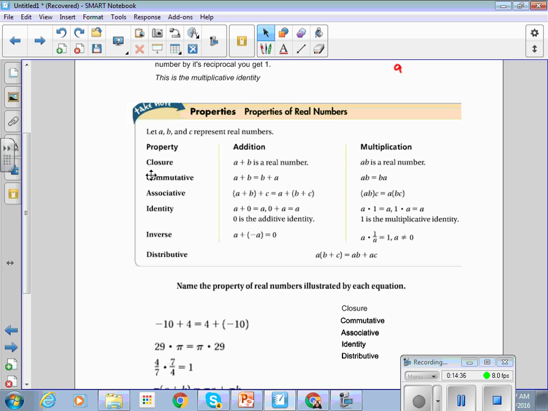Identity for addition is when you add 0. For multiplication, it's when you multiply by 1. It's whatever value gets you your original value. So that's how I remember it. Inverse, we just talked about those two things. It's either the opposite if you're talking about additive, or it's a reciprocal if you're talking about multiplication. Distributive property, it's if anything on the outside of the parentheses gets distributed to everything on the inside. So A times (B plus C) is equal to AB plus AC.